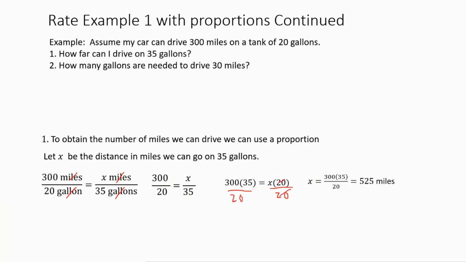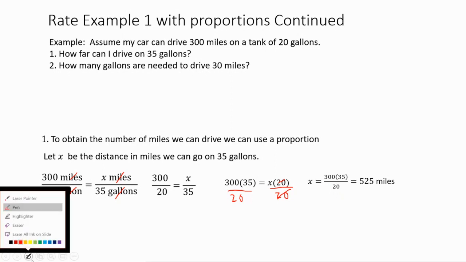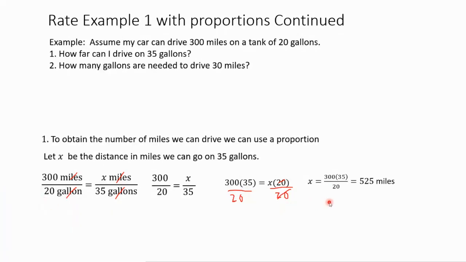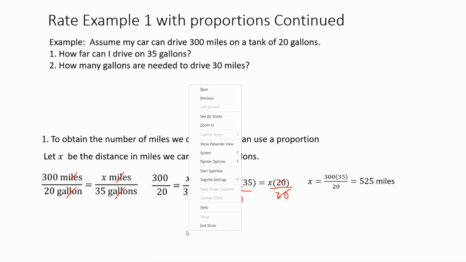And then these are going to cancel. So again, we cross multiply, then we got this. We divide both sides by 20, and we get X is this here, which if you work it out is 525 miles. And so again, the whole idea is we have 2 ratios. One is based on given information, usually what's in the question. The other one has an unknown, which is what X is. Cross multiply, and we solve.